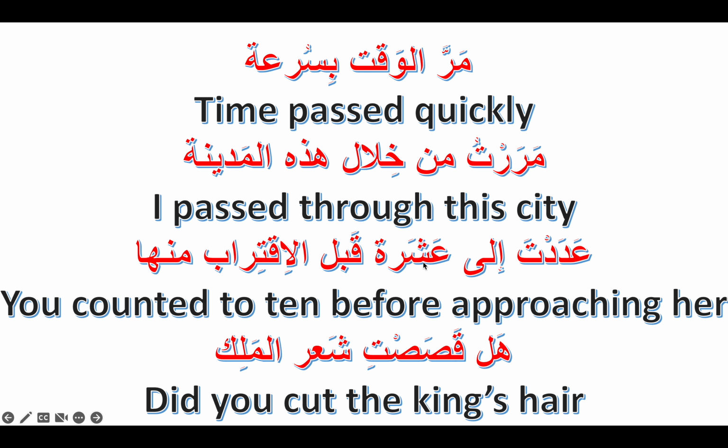عددت إلى 10 قبل الاقتراب منها. You counted to 10 before approaching her. So عددت, it's opened up because it's the أنت. إلى 10, so إلى means to. قبل الاقتراب. قبل is before. الاقتراب is the masdar of اقترب يقترب, which means, and then you need the preposition min afterwards, to approach or to move closer. It comes from the root قرب. قريب means close. I've done a video on masdars, verbal nouns, so I'll attach that in the description.